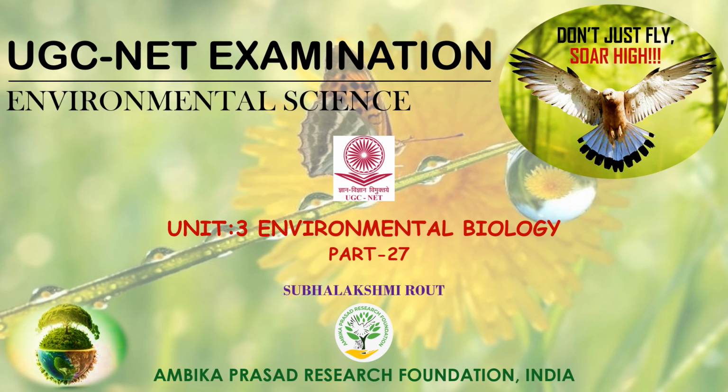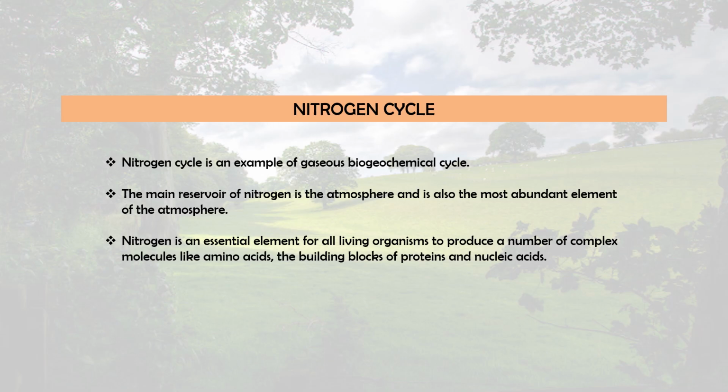We are continuing our UGC NET examination series for environmental science subject, and this is the 27th part of Unit 3, Environmental Biology. Today we are going to discuss one of the biogeochemical cycles, that is the nitrogen cycle. Nitrogen cycle is an example of a gaseous biogeochemical cycle, and the main reservoir of nitrogen is the atmosphere, and it is the most abundant element of the atmosphere.